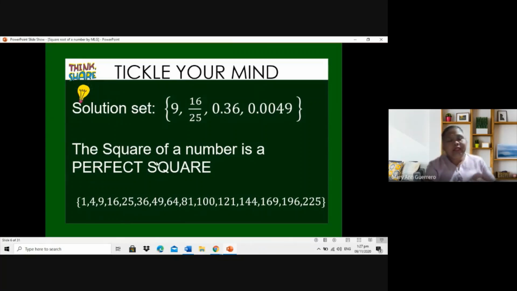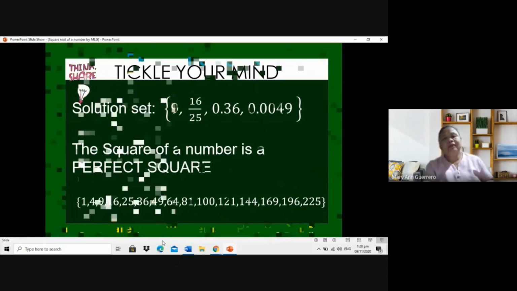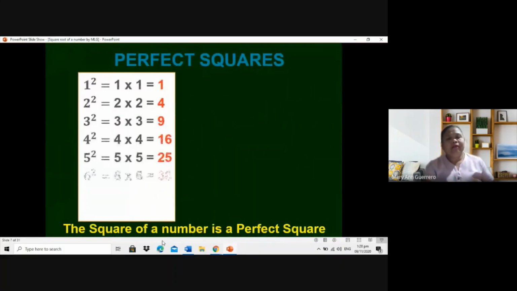Okay? So, let's discuss this. The square of a number is a perfect square. So, what is the number whose square is 64? 8. Okay. What is the number whose square is 144? 12. 196, what is the number? Our square. Okay. So that is 14. 14 squared is 196. So we have here the list of the first 15 perfect squares.